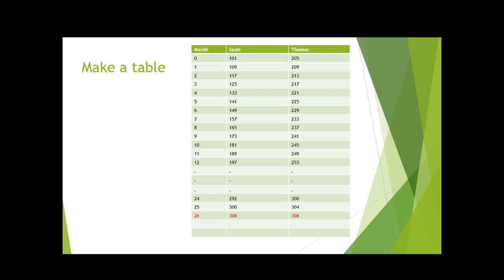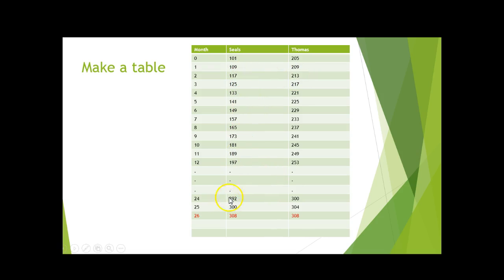It doesn't have to be exactly like this. The columns could be in different orders, but basically you want to keep track of how many months have gone by. You want to keep track of Mr. Seals' weight, and you want to keep track of Mr. Thomas's weight. And so at 0, we're at 101 and 205 pounds. 1 month later, I add 8, he adds 4. A month later, I add 8, he adds 4. And we keep going along until we have the same amount.